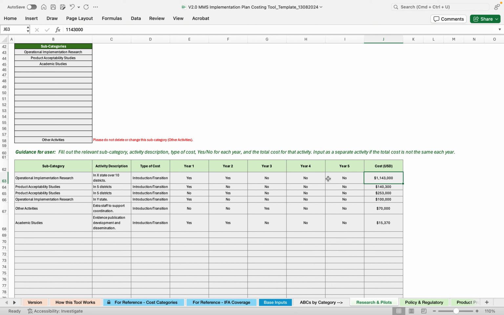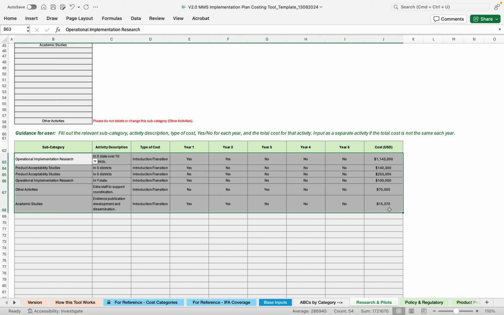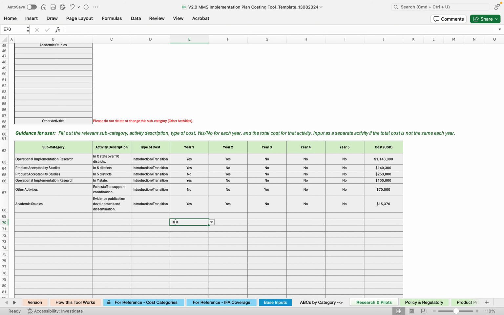To note, only select yes for multiple years if the cost is the same for each year. If the cost is different for each year, then please enter the activity on a new line. And just to remind you, these are example activities. You would want to delete this and re-enter what is applicable for your work plan, for your implementation plan.